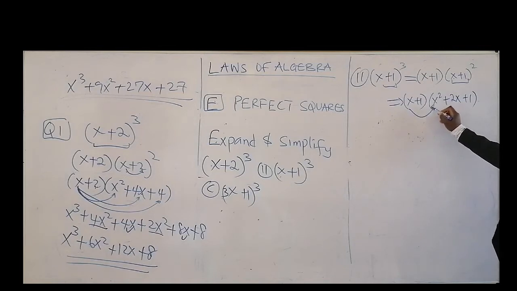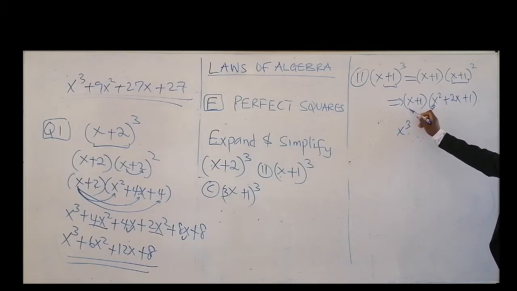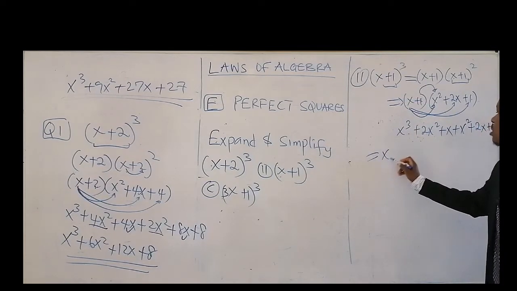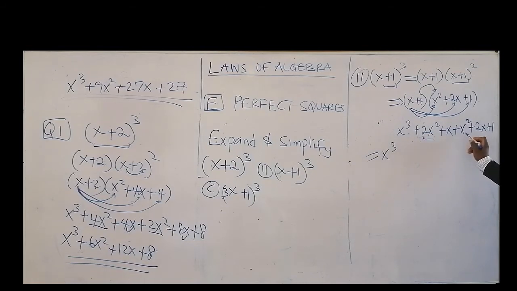Okay, so this times this, that's x cubed, this one times this one, that's plus 2x squared, and then this one times this one, plus x, then plus this one times this, x squared, and this one times this one, plus 2x, and then this one times this one, plus 1. So final answer will be equal to x cubed, this 2x squared plus x squared, that's plus 3x squared. Okay, then we have this one and this one, that will be plus 3x plus 1. And that finished that question.